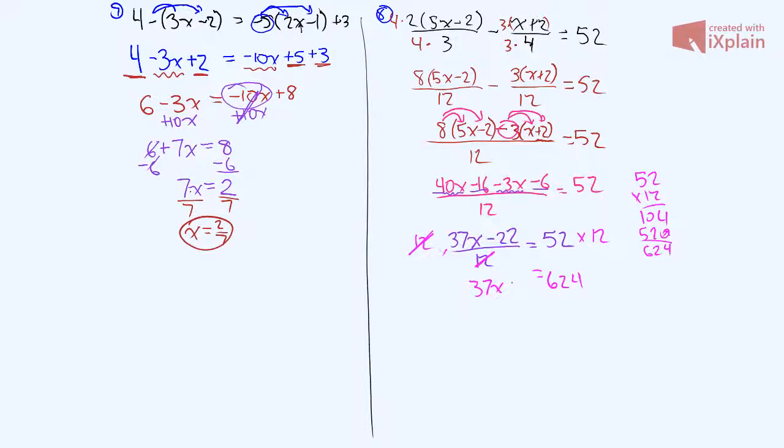So we have 37x minus 22. We want to isolate our variable term, this guy, so we add 22 to both sides. And so you get 646 on the right-hand side, and drop down the 37x. Divide both sides by 37. So x equals 646/37. Or you could reduce it down into a mixed number if you'd like, but we'll just keep it as an improper fraction.